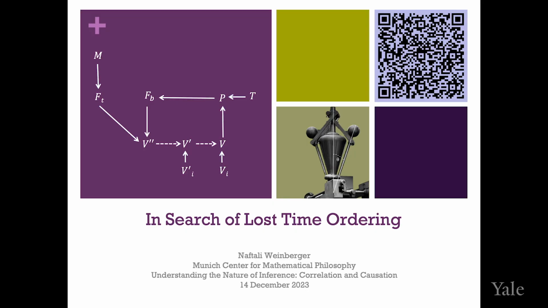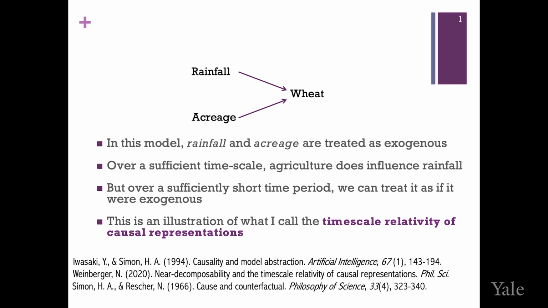Okay, so I'm going to begin with an example. So this is a very simple causal model. It says that the amount of wheat grown in a field depends on the amount of rainfall and the acres of wheat planted. In this model, rainfall and acreage are exogenous variables.